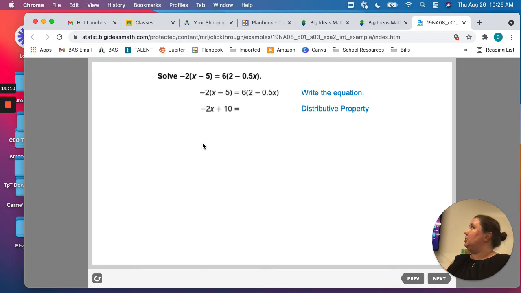What is 6 times 2? 12. And then what is 6 times a negative 0.5? Negative 3x. Very good. Yeah, don't forget the x. I forgot. I didn't say it.